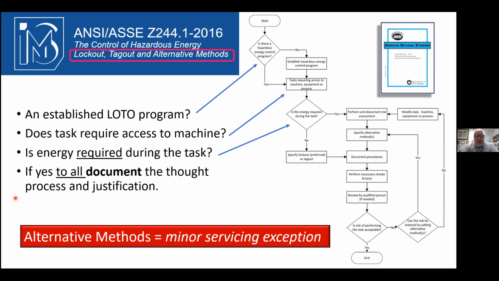So when we get into the justification part of it, if we're going to follow this flow chart in here, if we believe that the task from our risk assessment does require a person to access the machine while energy is still available, we want to try to declare, I'm going to take minor servicing to do that.